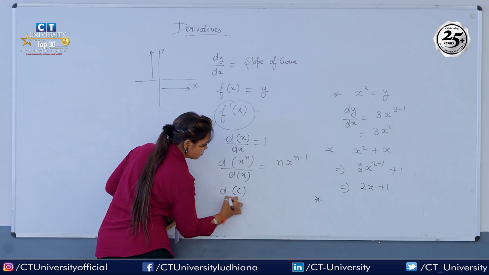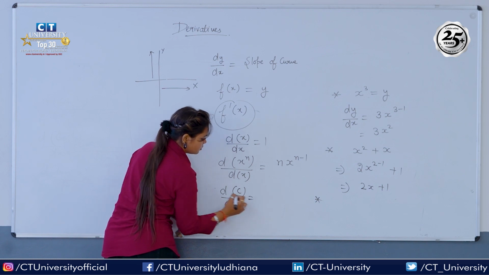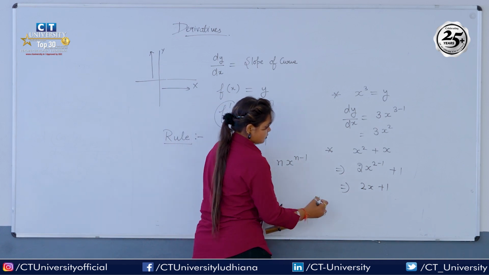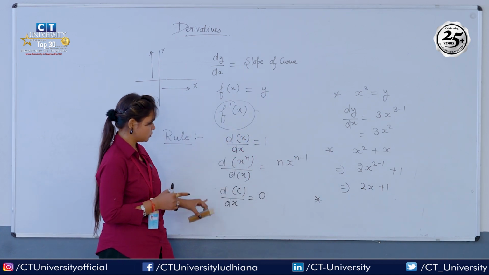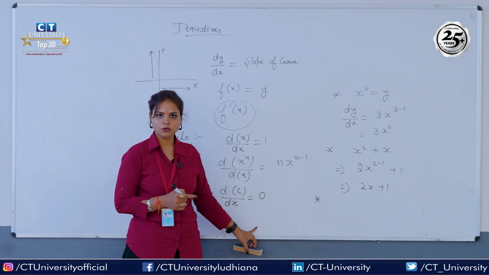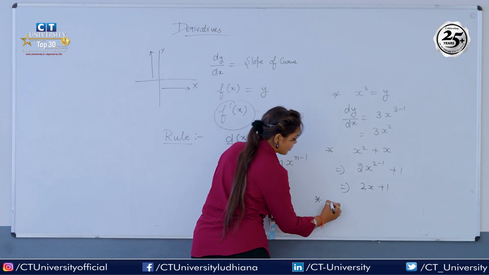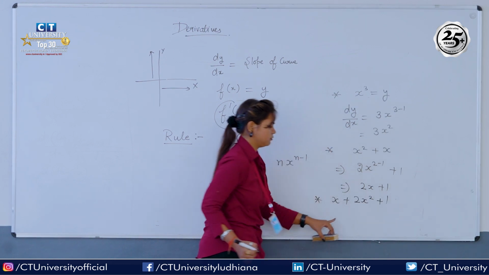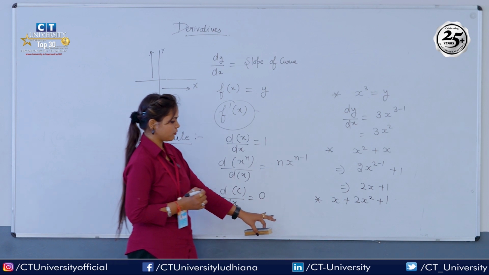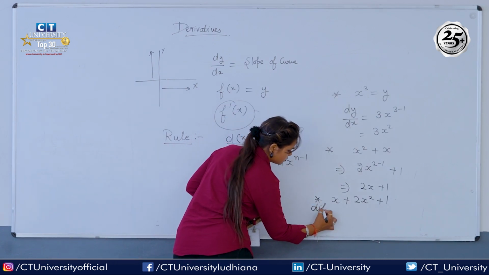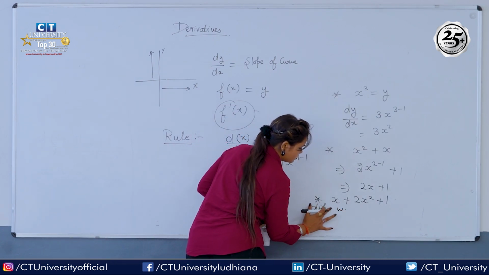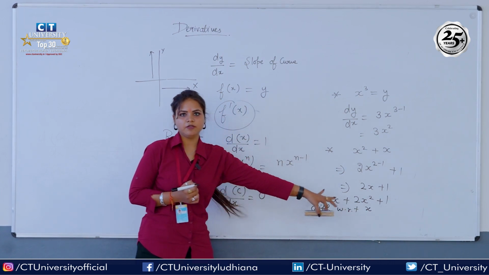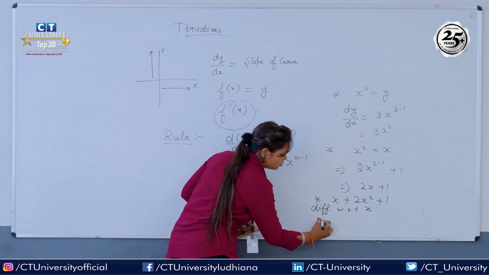The derivative of any constant number with respect to x is equal to 0. By using all three rules, we take an example, x plus 2x square plus 1. Differentiate this term with respect to x. The derivative of x with respect to x is 1.